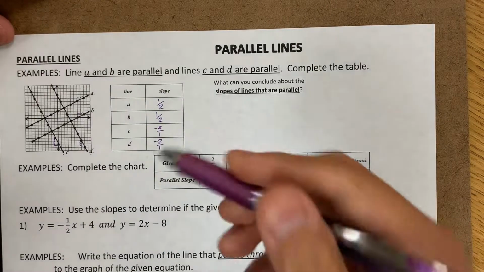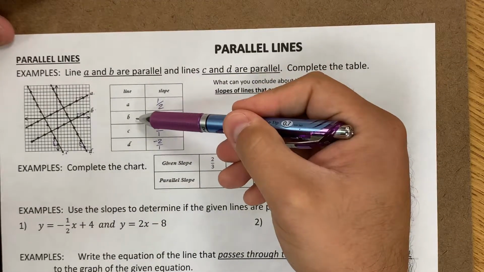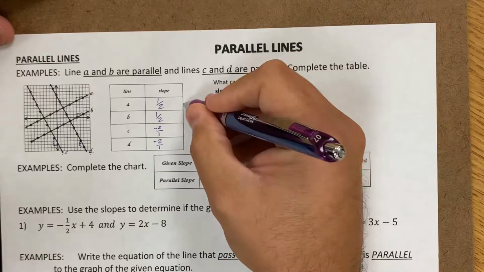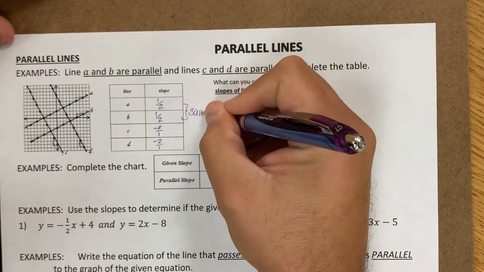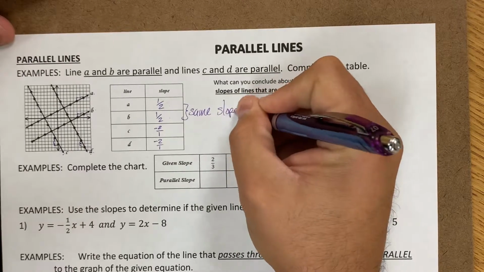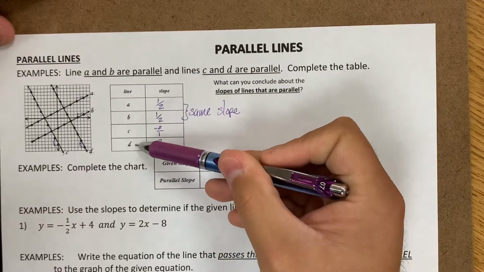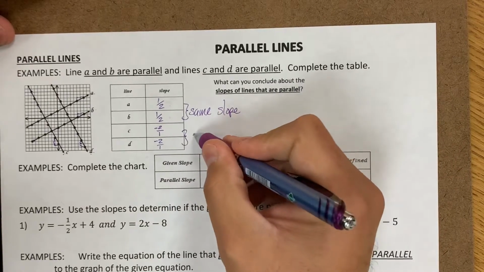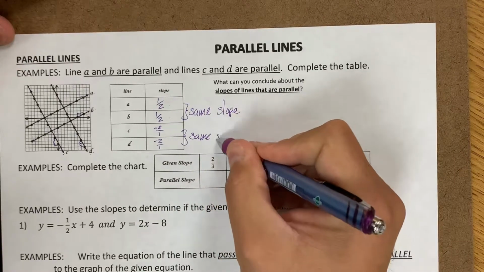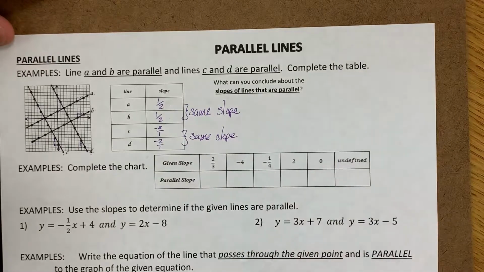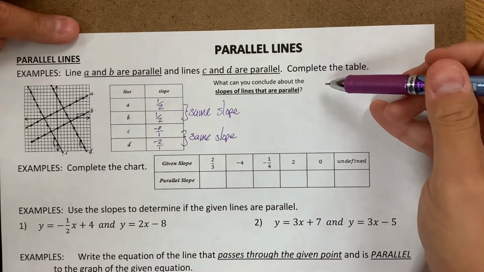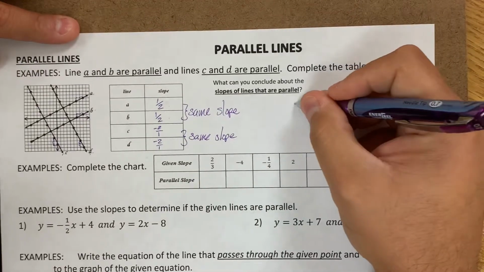Since line A and line B were parallel to each other, what do we notice about their slopes? They are the same. Same slope here. And since line C and line D were parallel to each other, we look at their slopes, and we also have the same slope. So this question right here, what can you conclude about the slopes of lines that are parallel? They are the same.